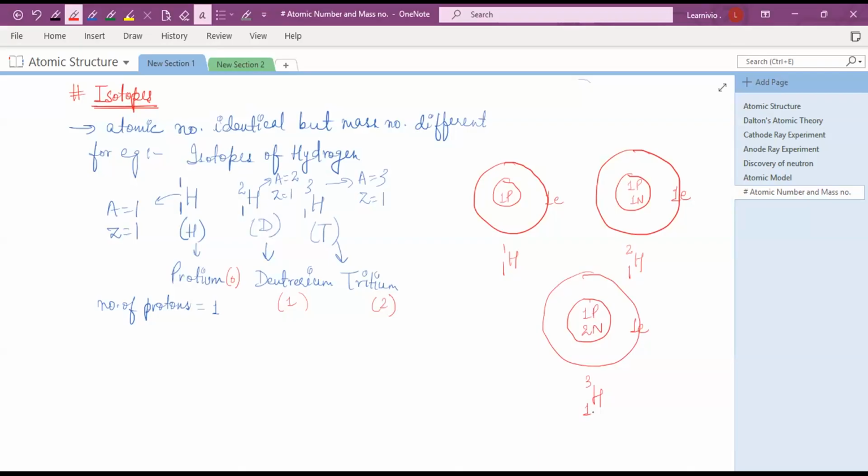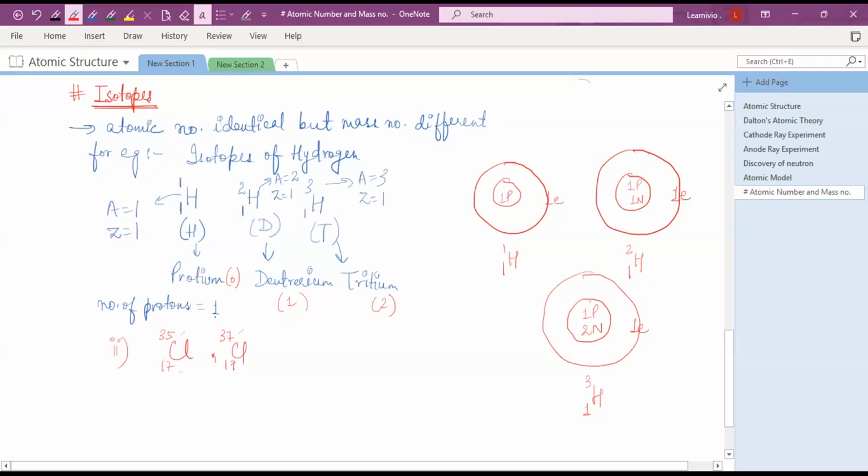Similarly, you can see the isotopes of chlorine. Chlorine has two isotopes, chlorine 35 and 37. In this case also the atomic number is 17, but the atomic mass is different, 35 and 37. So the number of electrons and protons is 17, but the number of neutrons is different. The number of neutrons is 35 minus 17, which is 18, in the case of 35, and 20 in the case of 37.